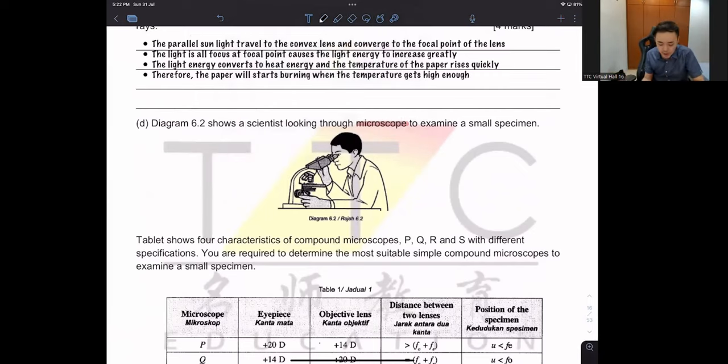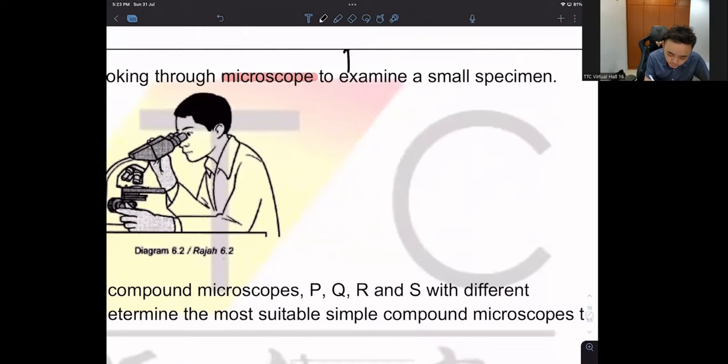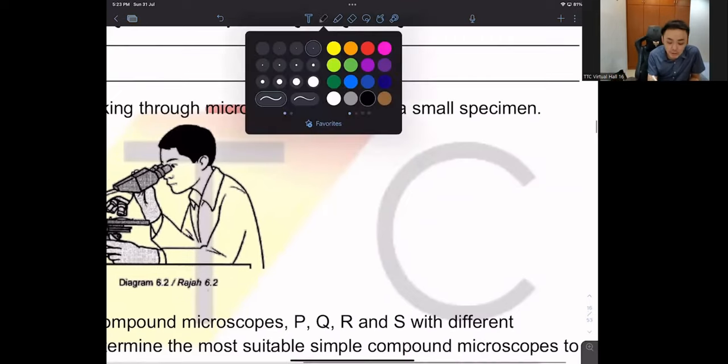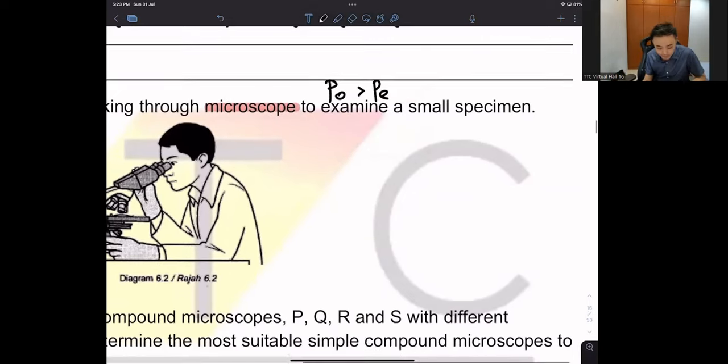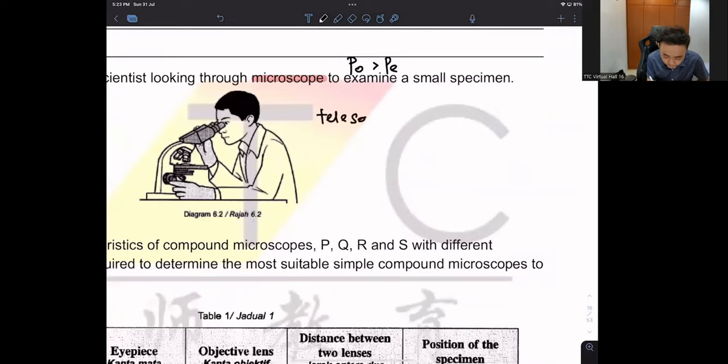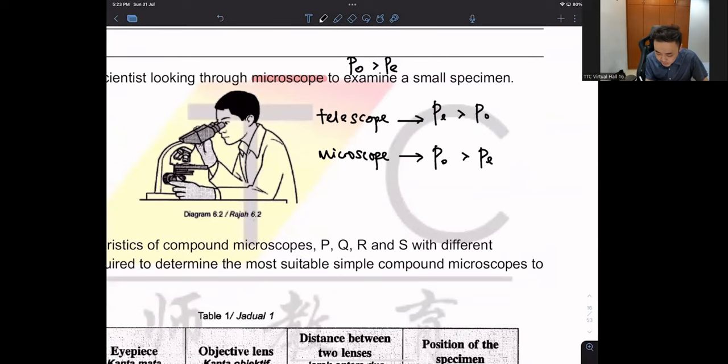Number one is, for microscope, your power of objective has to be larger than eyepiece. These are the things that you need to memorize, because you need these to go on. Yes, the setup is important, you must know, okay? And then, of course, telescope is rather different, think about it. So, again, as I said, we've got two different types of compound lenses. One is telescope, one is microscope, okay? So, for telescope, how? The power of eyepiece has to be larger than objective. And for microscope, the power of objective is larger than eyepiece.